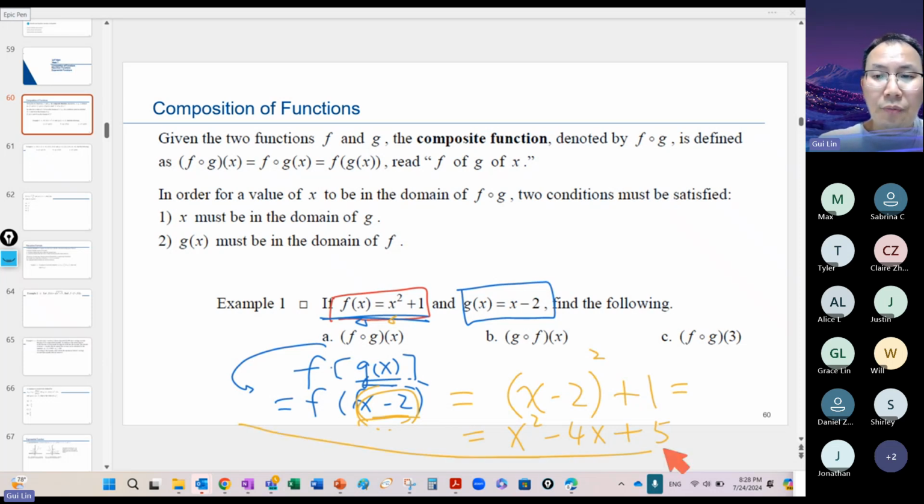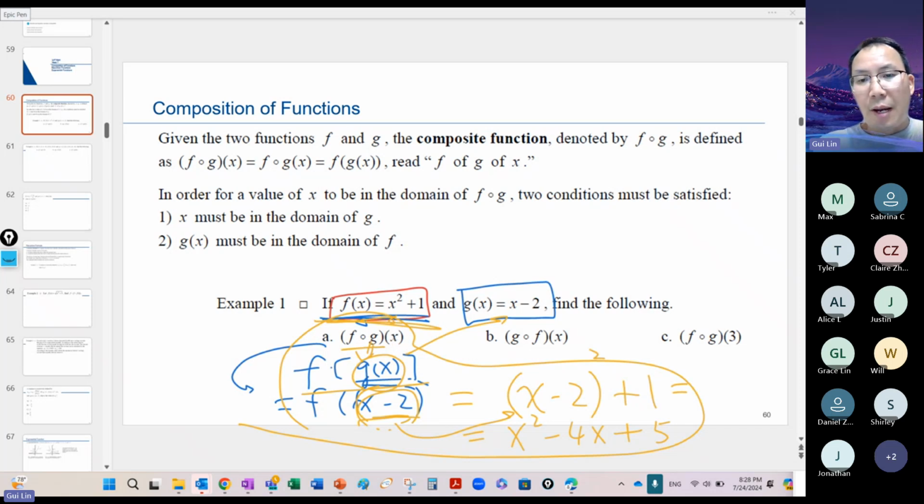So that's it. For the first one, this one would be easy because we first transform this f of g into like this, and this part was replaced by x minus 2, and then x minus 2 replaces the initial x in the f function, and we do some simplification. So that would be easy. So this part actually equals here, equals here, and equals here. So the last one would be this here.